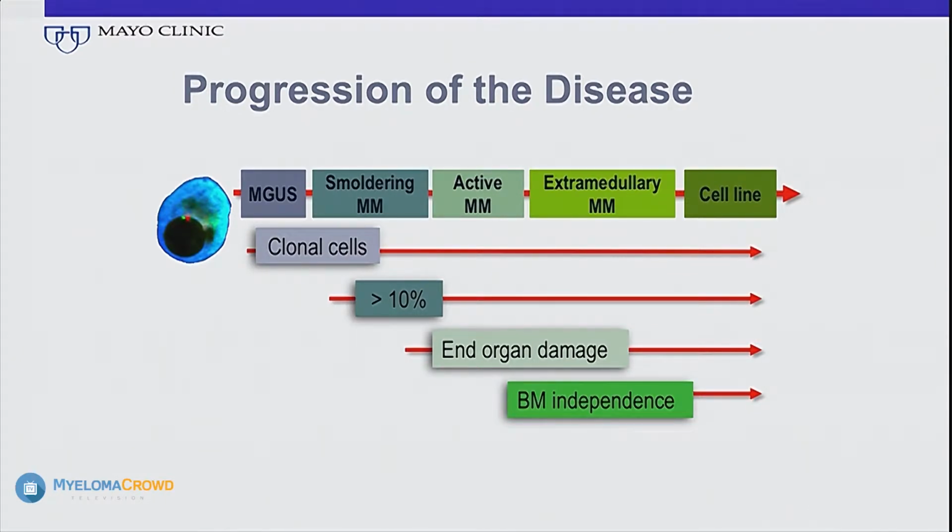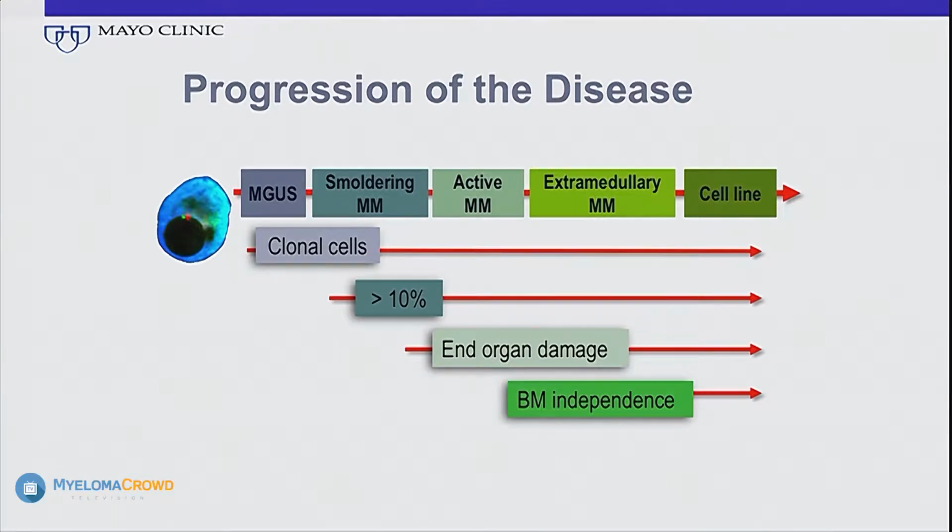And then, of course, you see in the last two stages is when the cells decide they can live outside of the bone marrow, they can be in the blood, they can have extramedullary presence, and that's kind of the more advanced stage of the disease.